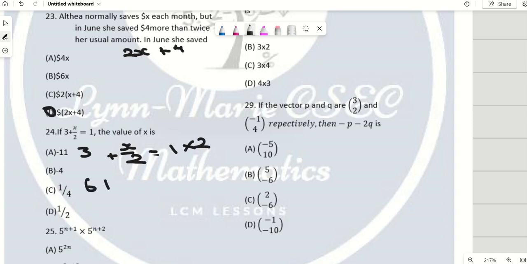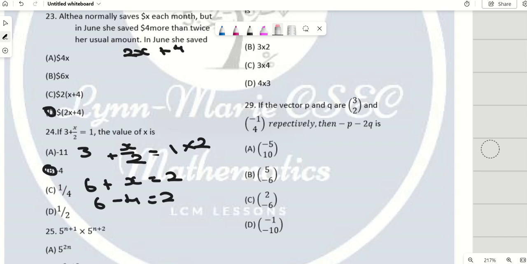So you're going to get 6 plus, 3 times 2 is 6, x over 2 times 2 is x, is equal to 2. So therefore your answer would be 6 minus 4 is equal to 2. So the answer is B, minus 4.